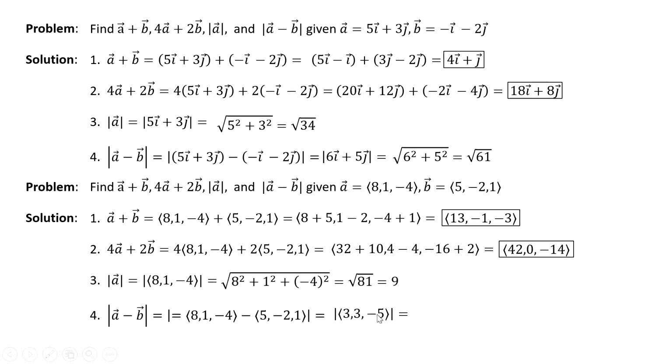3, 3 and negative 5. Would you agree? 8 minus 5 is 3. 1 minus negative 2 is 3. Negative 4 minus 1 is negative 5. So the magnitude would be square root of 3 square plus 3 square plus negative 5 square. 9 plus 9 is 18. 18 plus 25, 43. Yep. Cool. That was pretty straightforward, right? All right, let's move on.